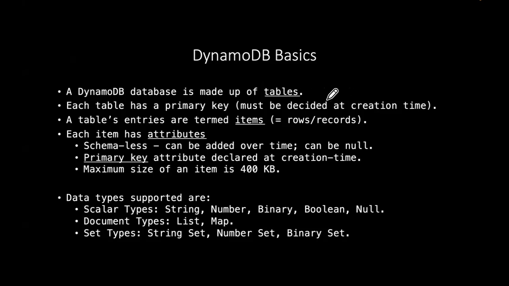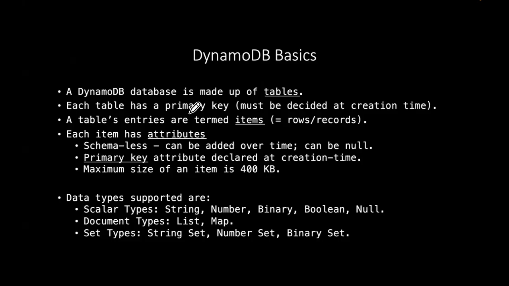Now, we've also said that DynamoDB is schemaless. So while every table has to have a primary key field, or we don't use the word field, we tend to use the word attribute. Every table has to have a primary key attribute. The other attributes of each record in a table can vary from record to record. That's what we mean by schemaless. But the schemaless does not extend to the primary key. The primary key has to be consistent across all records in a DynamoDB table.